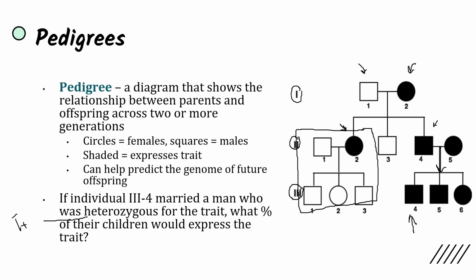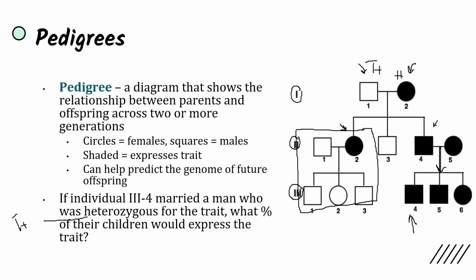And so if the trait is recessive, that means any individual with a shaded circle would have to be homozygous recessive in their genome, lowercase t. Then there's probably a good chance that this would be a heterozygous individual, capital T, lowercase t, and that way these 2 offspring would have the trait, while this third offspring, individual 2,3, would not be affected.